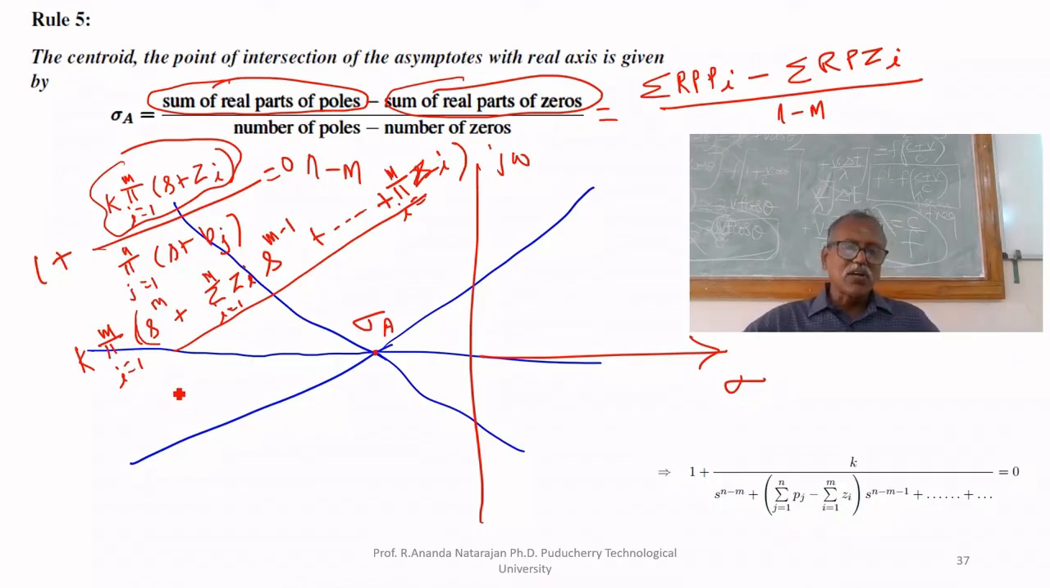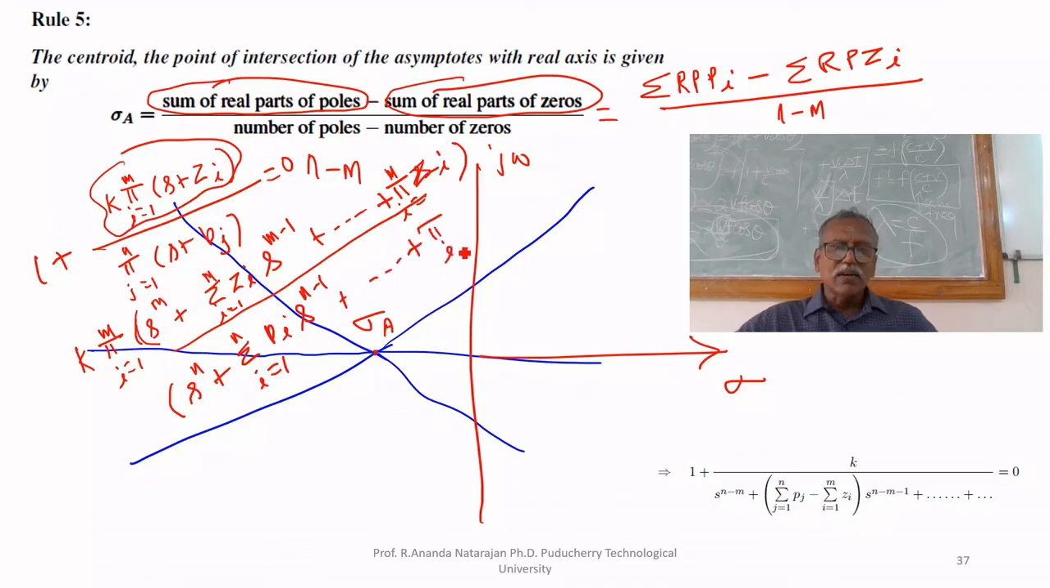Similarly, the denominator we can also write like that: s power n plus sum of poles times s power n minus 1 plus etc. The last term is the product of all poles. This way we can write. That is equal to minus 1.